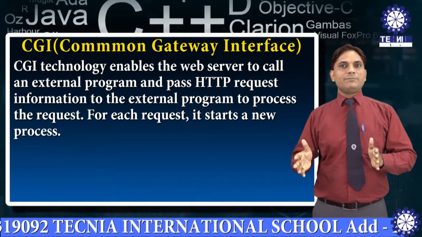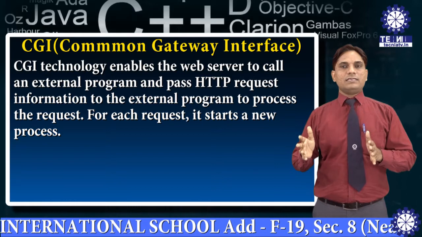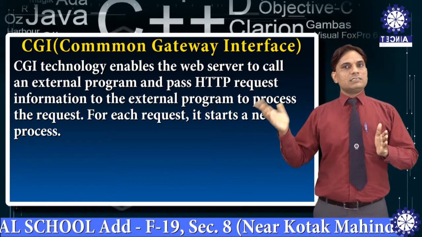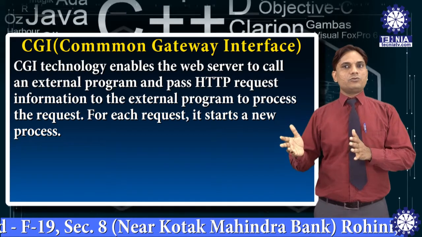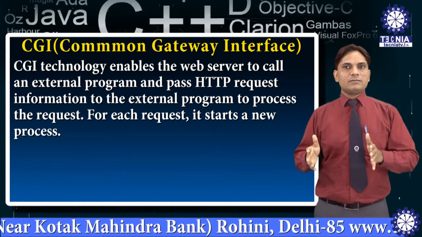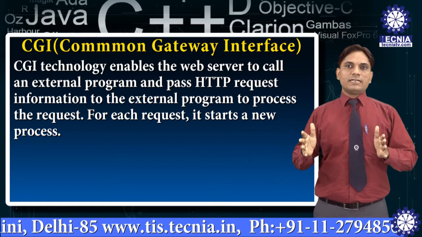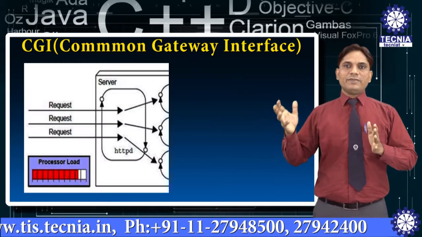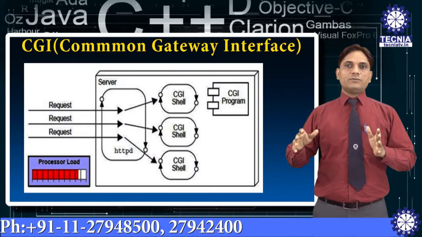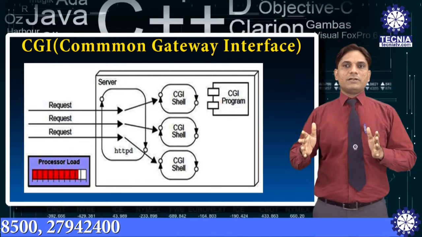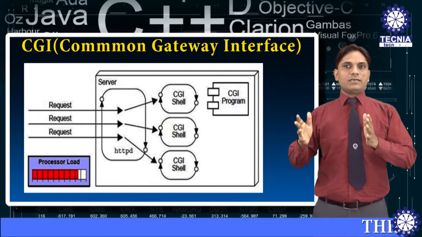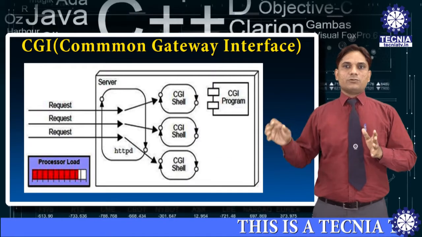How can we differentiate between CGI, the common gateway interface, and servlet technology? CGI technology enables the web server to call an external program and pass HTTP request information to the external program to process the request. For each request, it starts a new process. So with CGI technology we can send the request multiple times, and after the request is accepted, it can access the servlet technology.